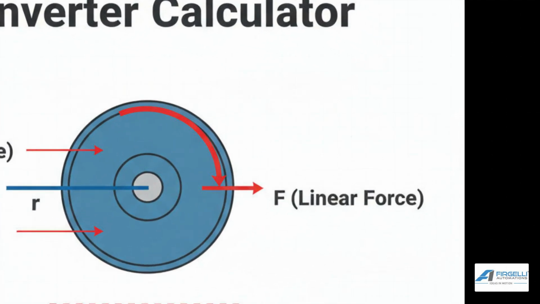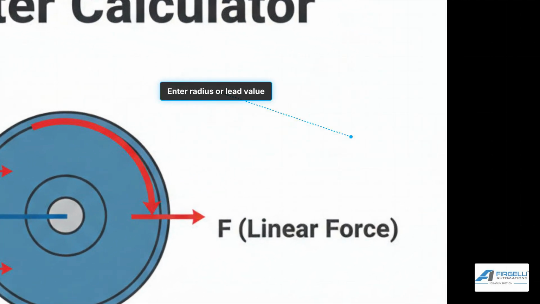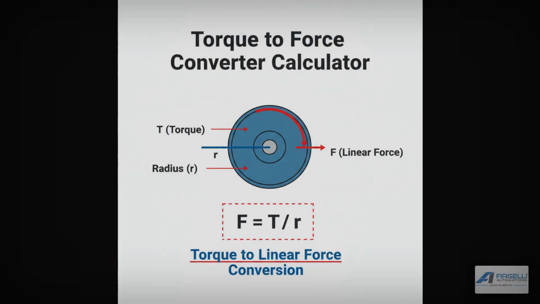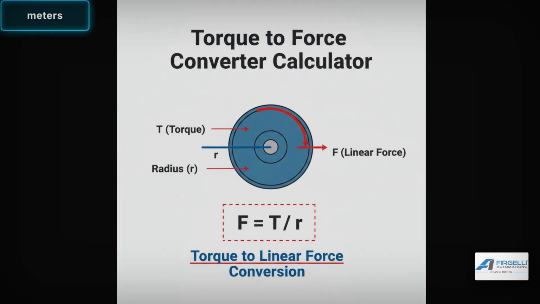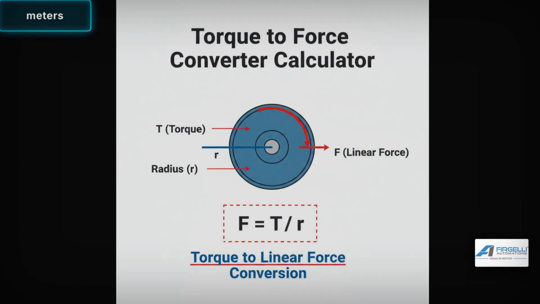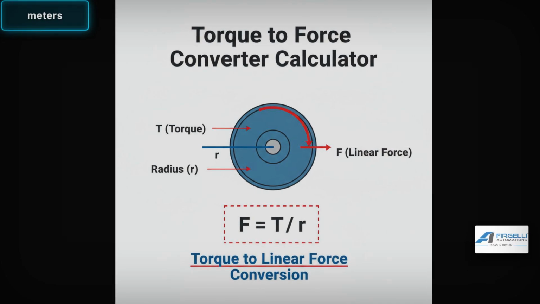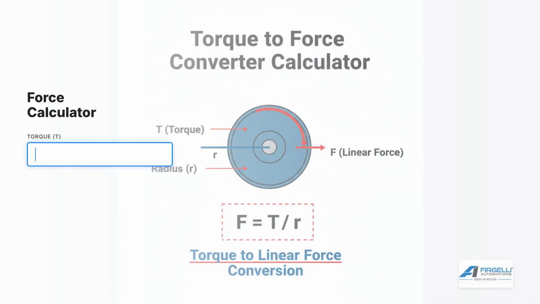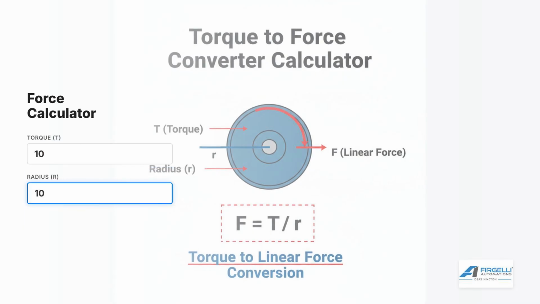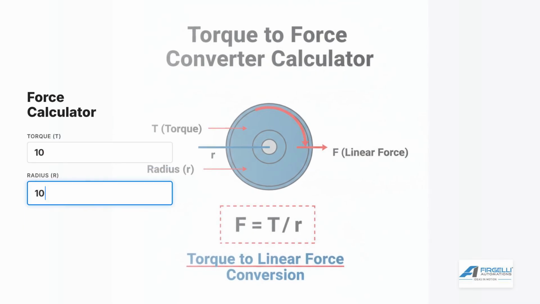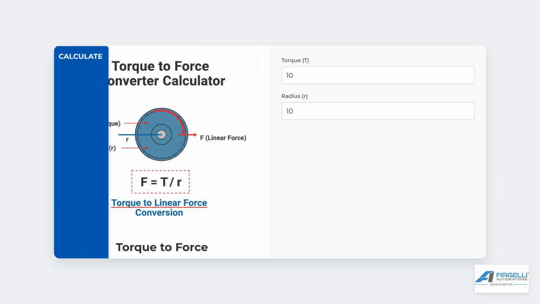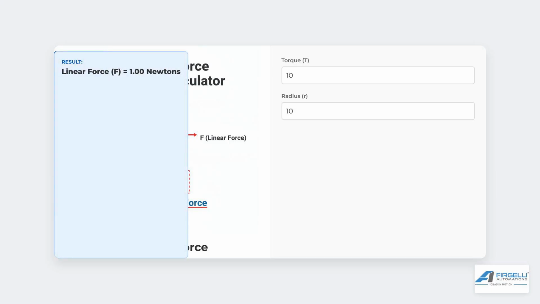Next, you'll input your measurement in the field labeled Enter Radius or Lead Value. The radius unit drop-down menu gives you meters, millimeters, inches, and feet as options. I'll use meters for this example. Now for our calculation, I'll enter 10 for the torque value and 10 for the radius or lead value. After clicking Calculate Linear Force, the calculator displays our results.